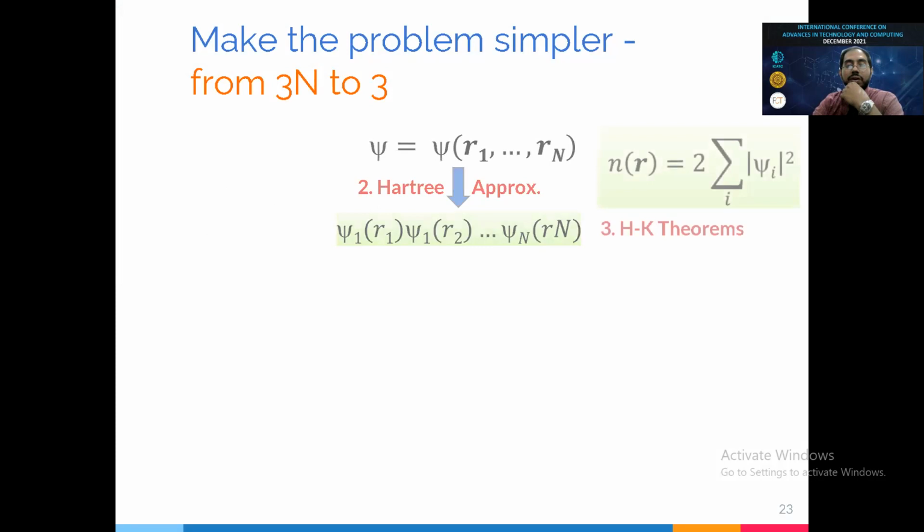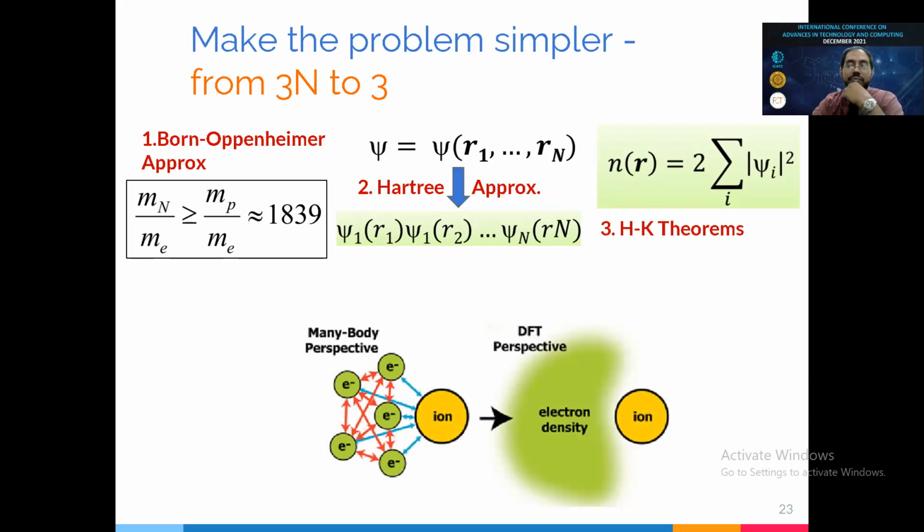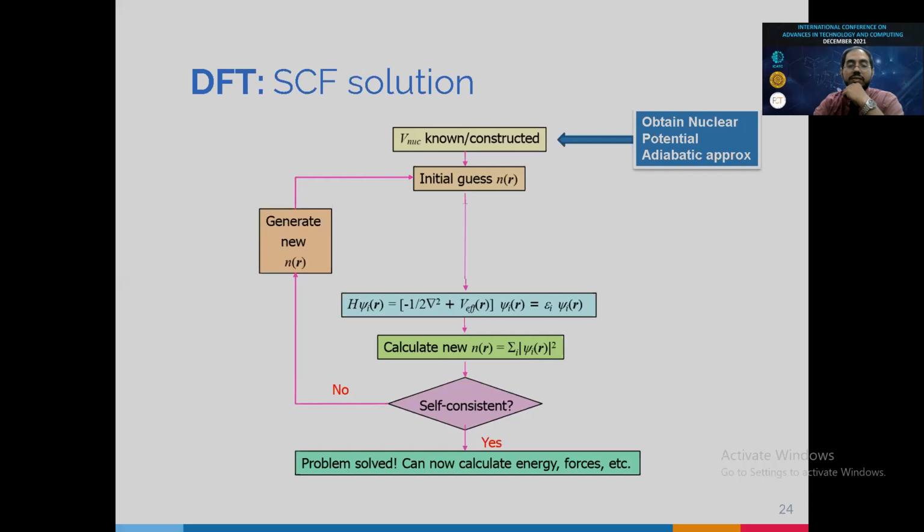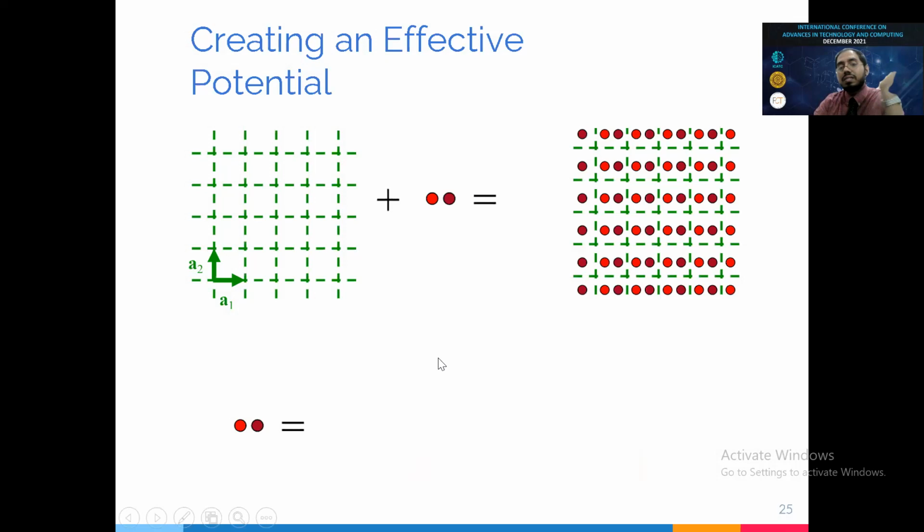So we need to have an initial guess for the electron density. That is, of course, done by the software. You don't have to give an input there, but you can also tell how that is constructed. So we need to obtain the nuclear potential for the adiabatic approximation. To do this, we have to consider the structure of the material.